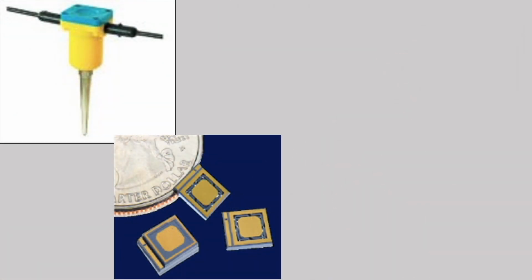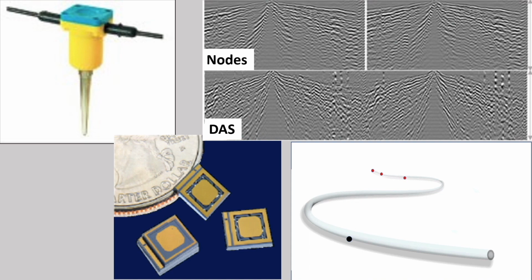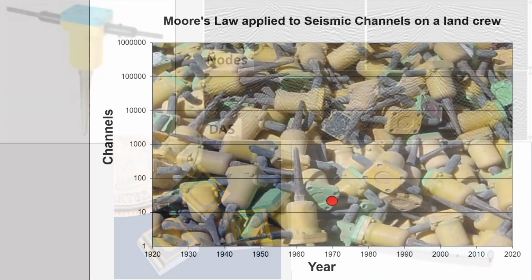Today, many of the detectors use even smaller technology of MEMS, and the future suggests even smaller spatial sampling may be possible. Fiber optic detectors, distributed acoustic systems, or DAS, offer the potential to move back to analog sampling, but now a spatially analog system.